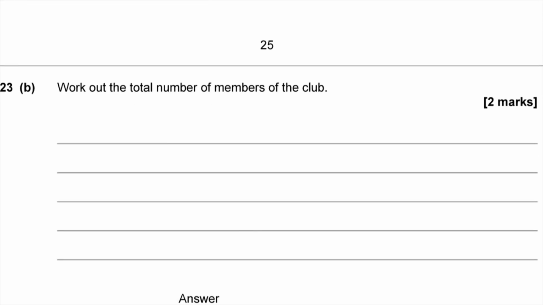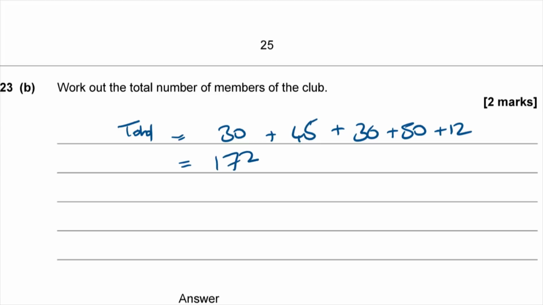So then the total, 30 plus 45 plus 36 plus 50 plus 12. That comes to 173. So 173 members of the club.